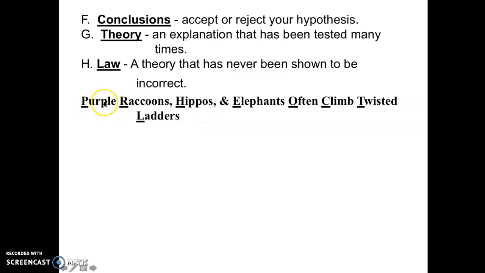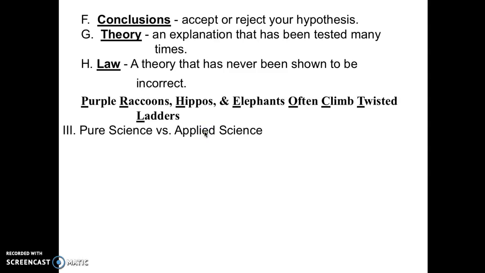Now, to remember the order of these: problem, research, hypothesis, experiment, observe and record data, come to a conclusion, maybe a theory, and maybe even eventually a law, we have this: Purple raccoons, hippos, and elephants often climb twisted ladders. Now, that may be harder to remember than just the regular thing. So if you can come up with a better one, by all means let me know and we will do that. But if not, there's a little acronym-y thing to help you remember those.